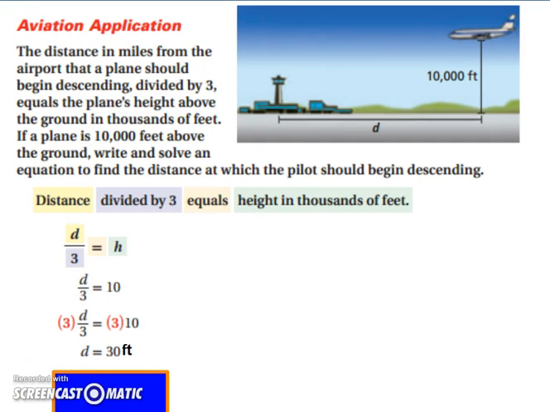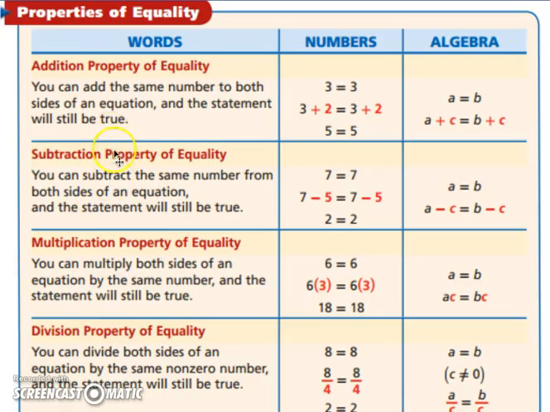Time to wrap it up. The top two we've already discussed in a previous video, but it's good to see it again sometimes. The bottom two are new ones from this section. The multiplication property of equality: you can multiply both sides of an equation by the same number and the statement will still be true. If you multiply both sides of the equation by 3, it's still going to be true.